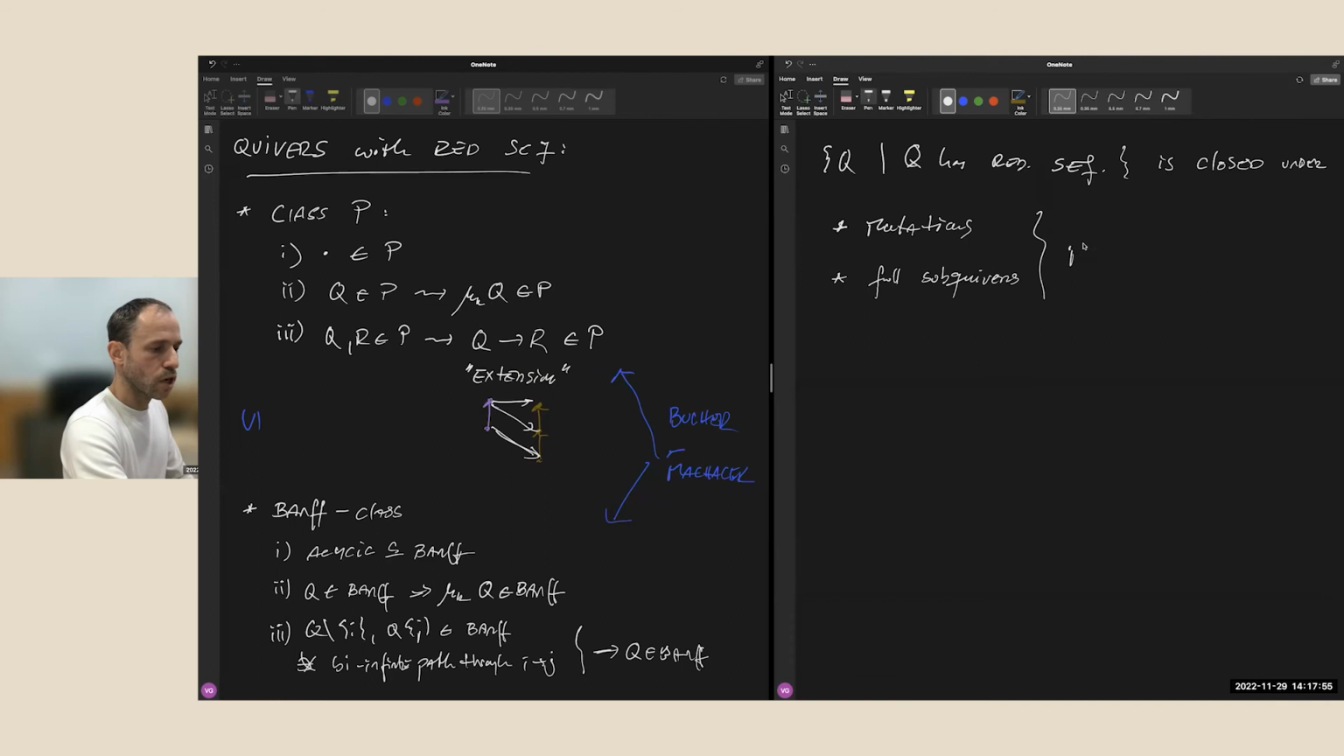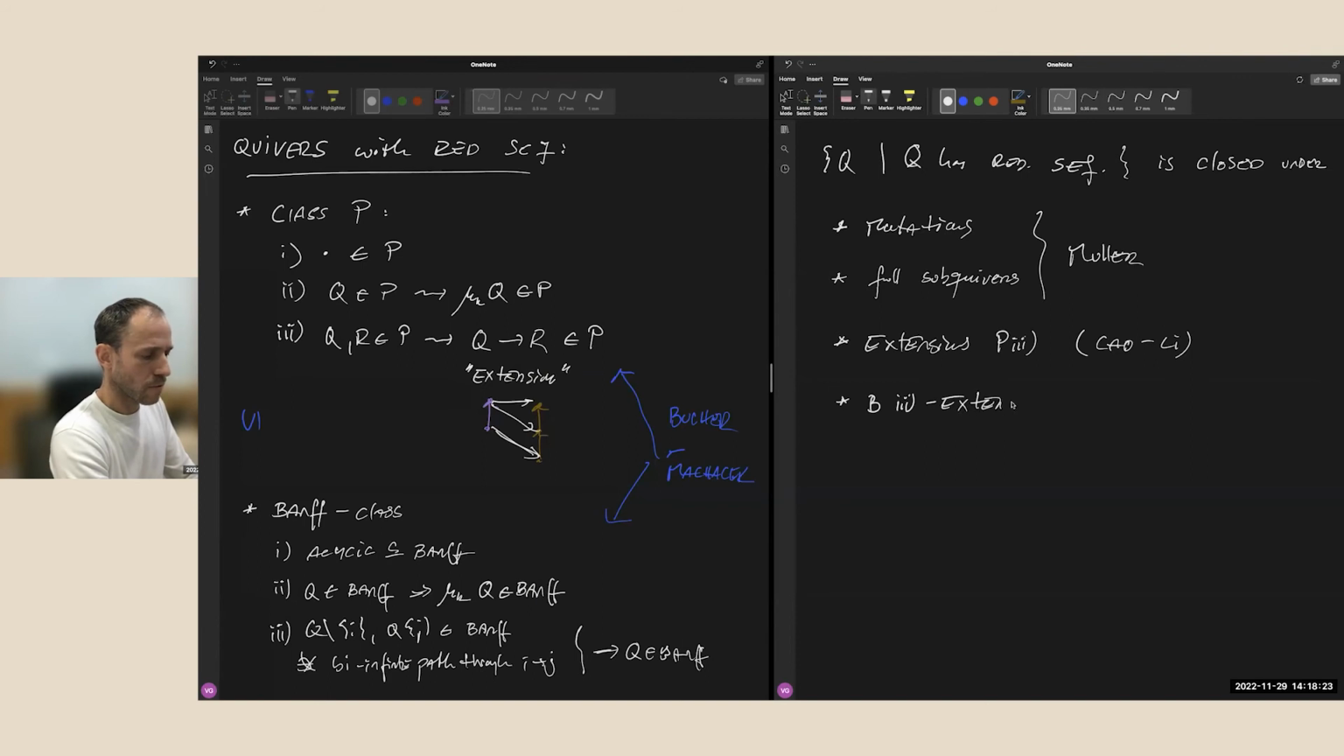So this is due to Muller. And it's also closed under extensions. So this was the property P3 from class P, and this is due to Kao-Lee. And when I wrote this down, it should also be closed under extensions. If somebody objects, please send me an email.